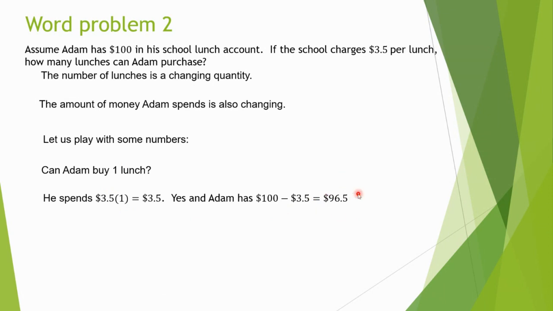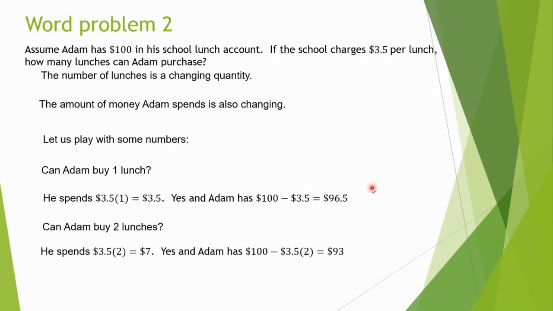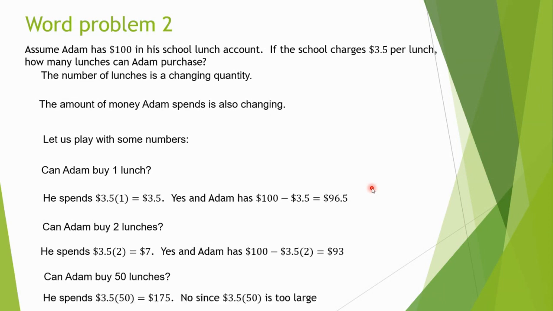Can he buy two lunches? Not two more lunches, just two lunches. Well, he'd be spending $7, 3.5 times 2. So yeah, he could. He would have $93 left. Now I'm not going to go through 3, 4, 5, 6, and 7, but let's wonder: can Adam buy 50 lunches? I'm not saying he should, but can he? Well, 3.5 times 50 is $175. So no, he can't. He doesn't have enough money.